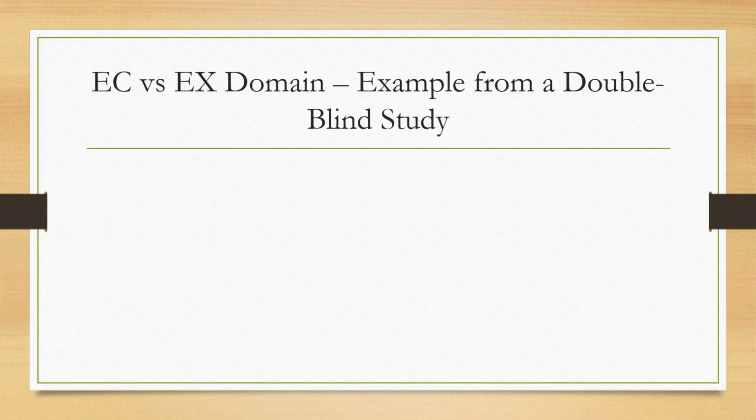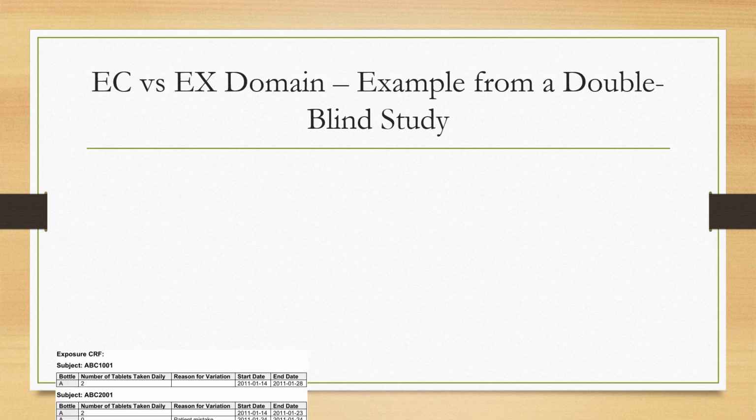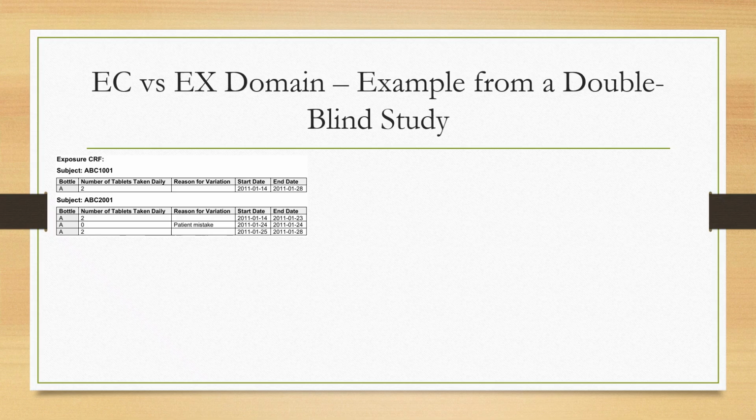Let's look at an example to understand how the EC and EX domain differ in a double-blind study. In this study, the participants were given either drug X or drug Z. Drug X was given once daily in tablet form, with a concentration of 500 mg, and two tablets were given daily.